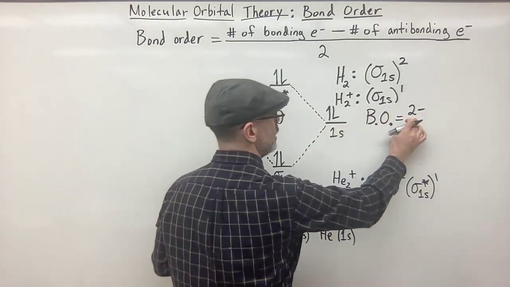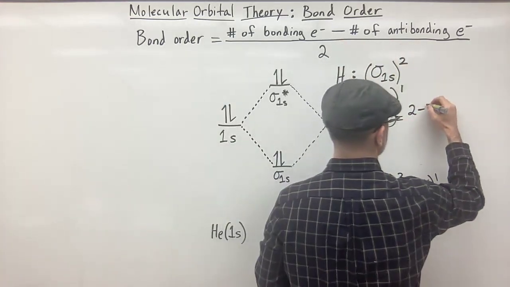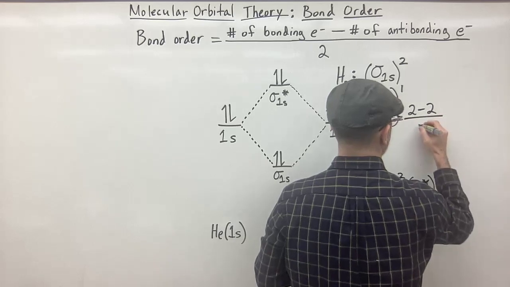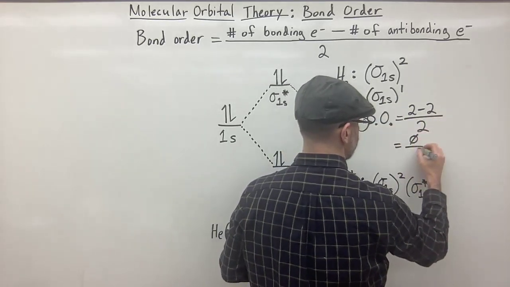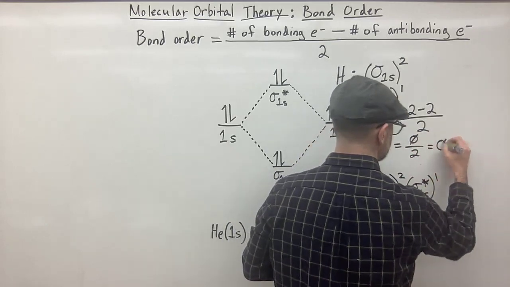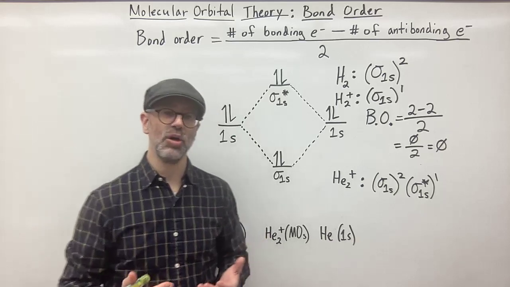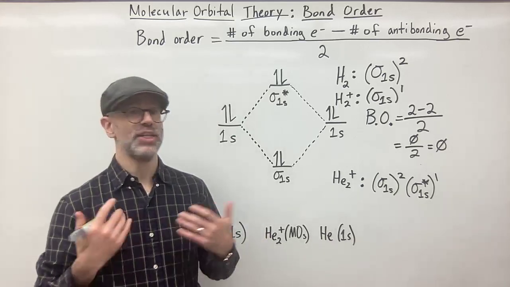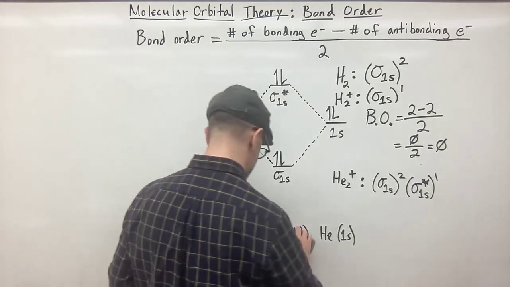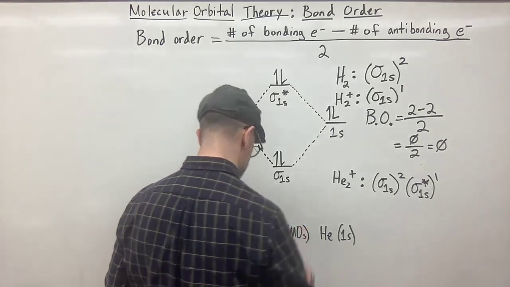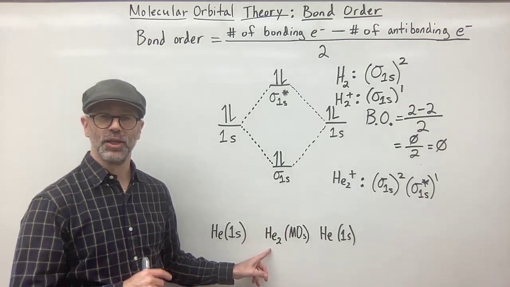We have 2 bonding. We're going to subtract out the 2 antibonding, and we're going to divide that by 2. 2 minus 2 is 0, divided by 2 is 0. So this has a bond order of 0, which means basically there is no bond. So this is not, oops, I forgot to change that to He2. So He2 is not a possible molecule.